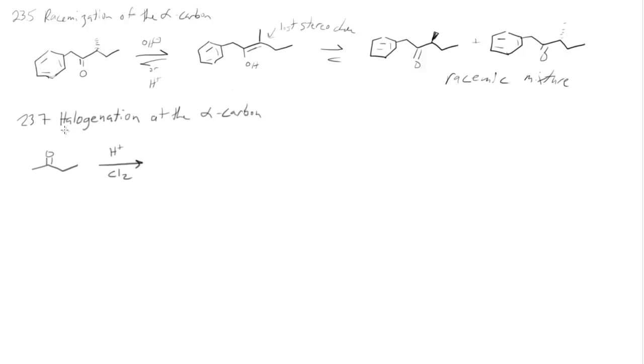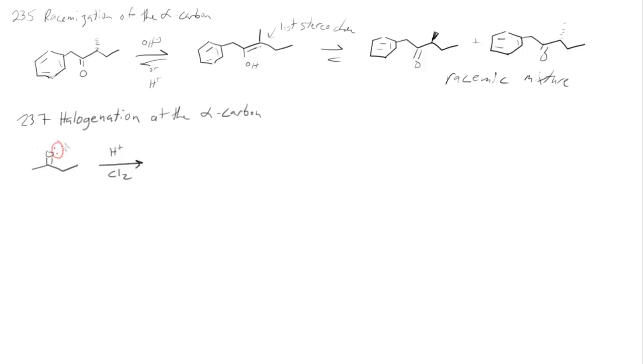In section 23.7, we'll look at halogenation of the alpha carbon, and we can do either acidic halogenation or basic. So I'll start with acidic, and we'll talk about the mechanism of the acidic halogenation, and then we'll go through a basic halogenation as well. So as always, the normal questions arise: who has electrons, who wants them? The proton definitely is going to be who wants them.